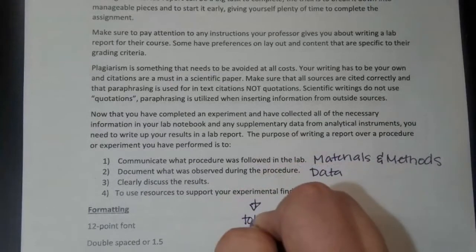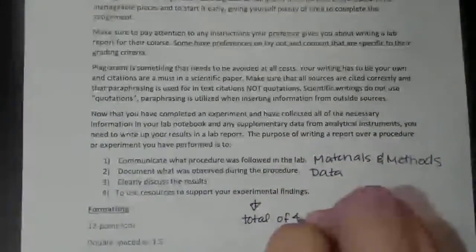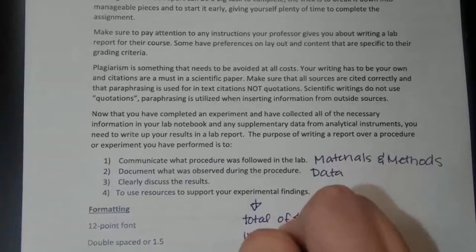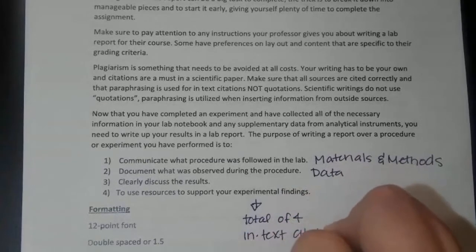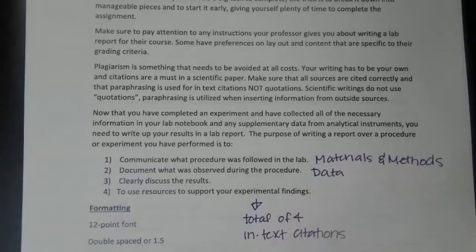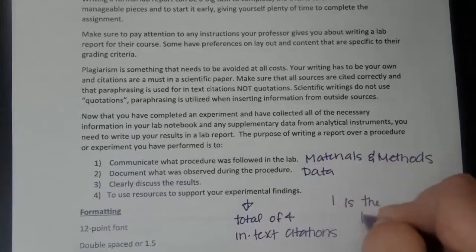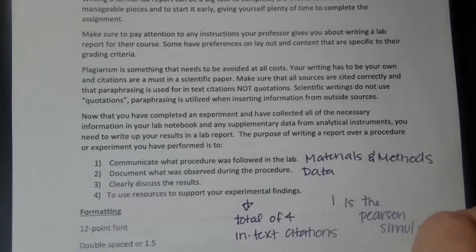You need a total of 4. They will be in-text citations, as well as a references page. One of these is the Pearson simulation, okay? So you'll need to find 3 scholarly peer-reviewed journal articles to be the rest of your references. And I'll go through those and how to find them and such in a little bit, okay?